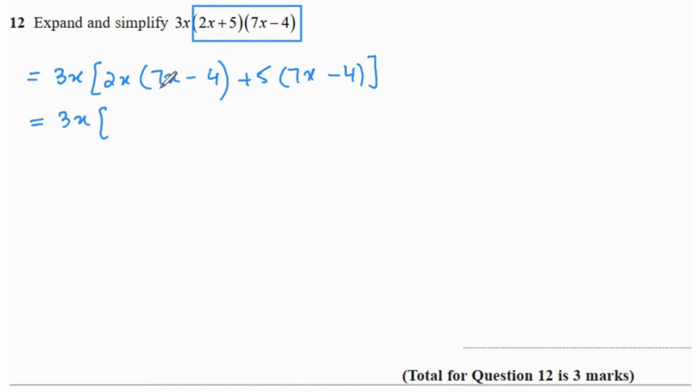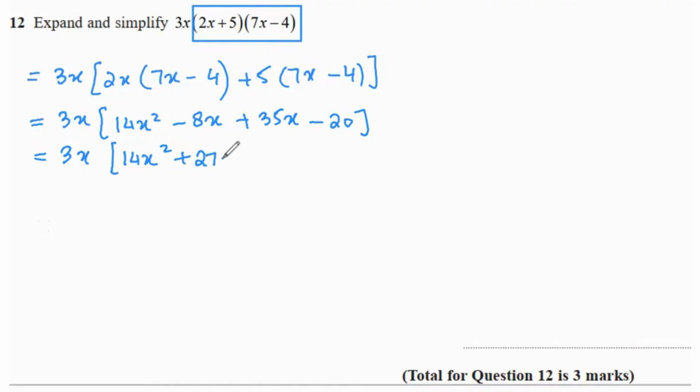3x bracket 2x times 7x is 14x squared. 2x times 4 is negative 8x. 5 times 7x is 35x. And 5 times negative 4 is negative 20. That's 3x bracket 14x squared, and then 35 minus 8, which gives us 27x minus 20. Now we multiply 3x with all of these.